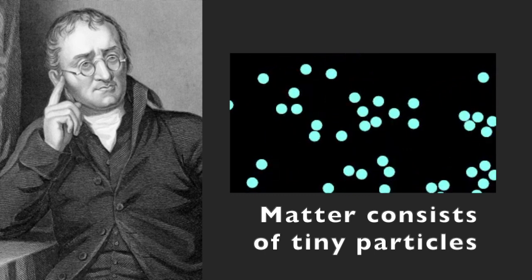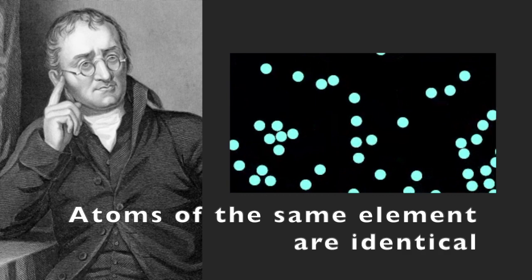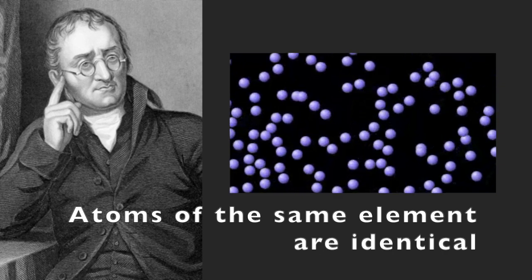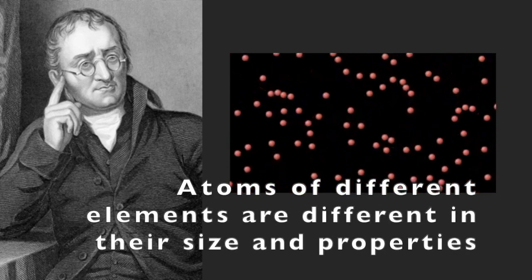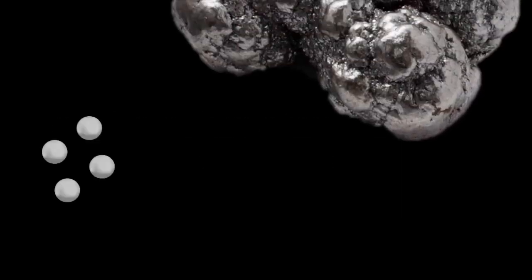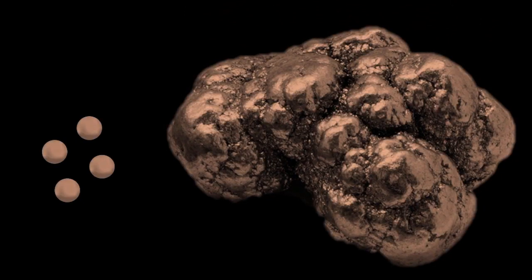He imagined them as tiny round balls. He suggested that atoms of the same element are identical in size, shape, mass, and other properties, and that atoms of different elements are different in their size and properties. All atoms of a particular element will have the same set of chemical properties as the other atoms of that element. It doesn't matter if you have just a few atoms of iron or a large chunk of iron, the atoms in both of these chunks can rust.